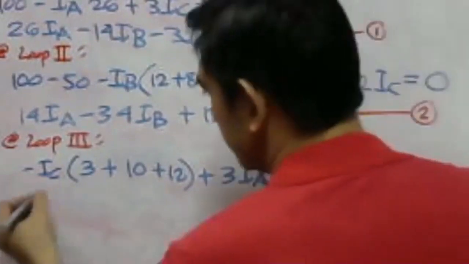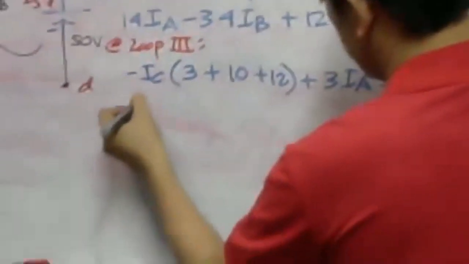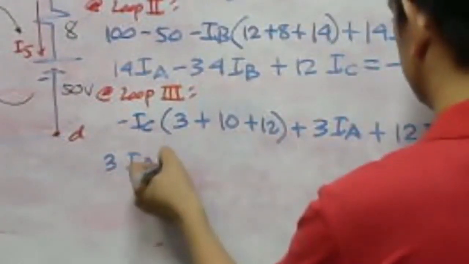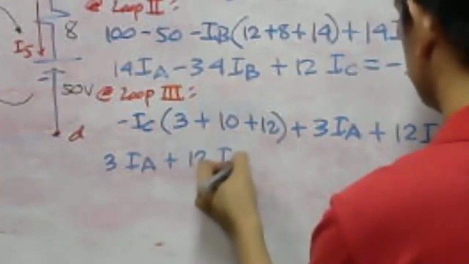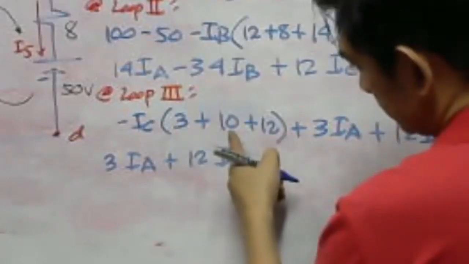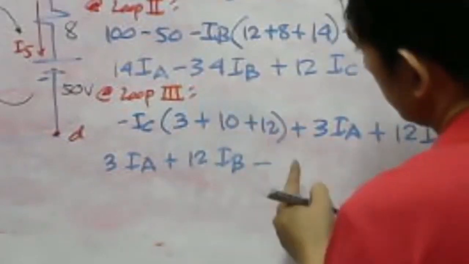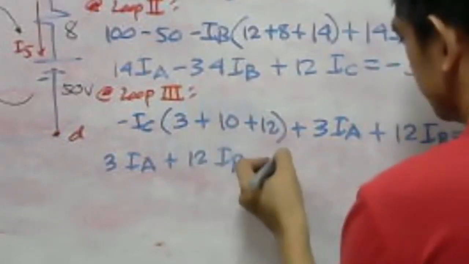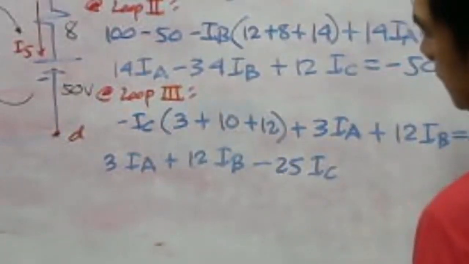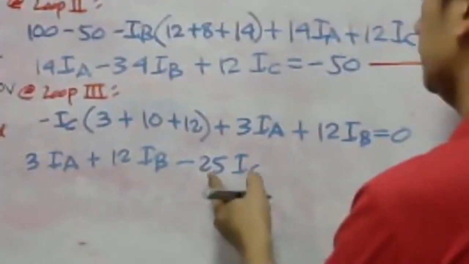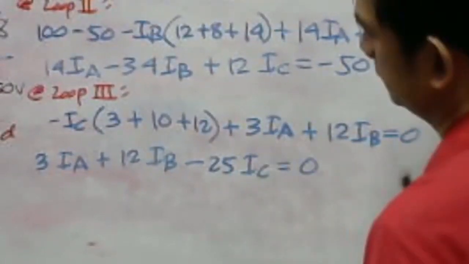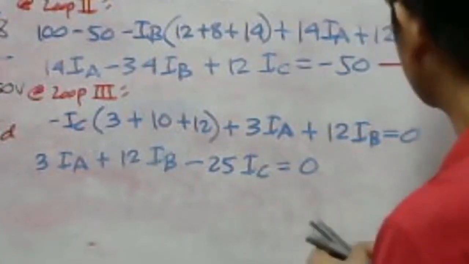Let us simplify. We have here 3 IA plus 12 I sub B. Then minus, 3 plus 10 is 13, and 13 plus 12 is 25, so negative 25 I sub C is equal to 0. So that is already our equation number 3.